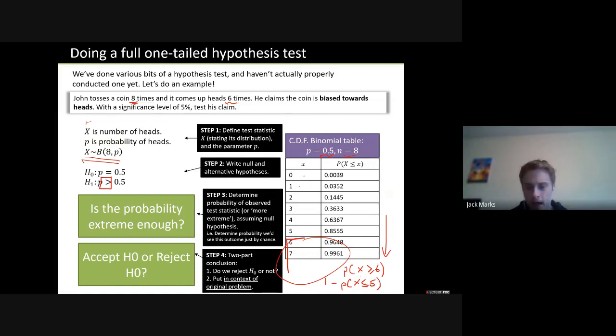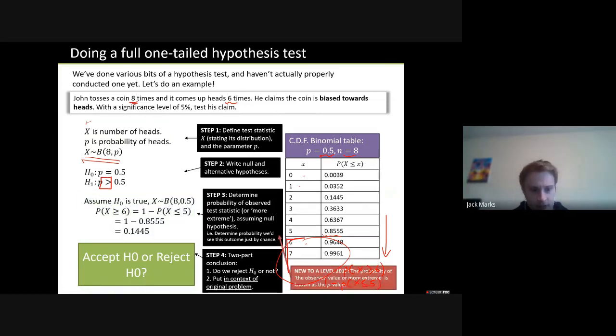Okay, and if we do that, 1 minus the probability of up to and including a 5, well, up to and including a 5 is 0.8555. So 1 minus that gives you about, what, about 14, 15%? Okay, gives you this number here. Well, this number here is about 14, 15%, we said.